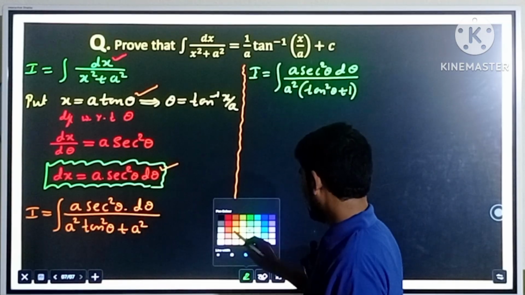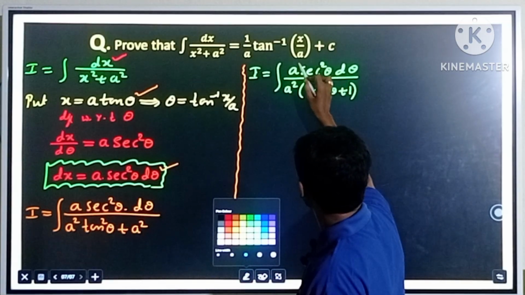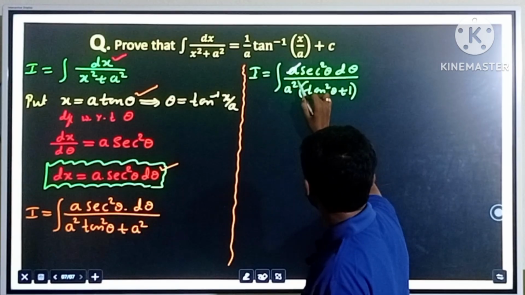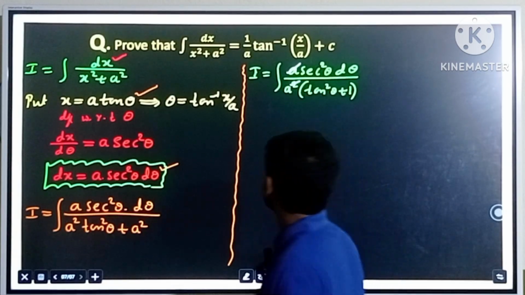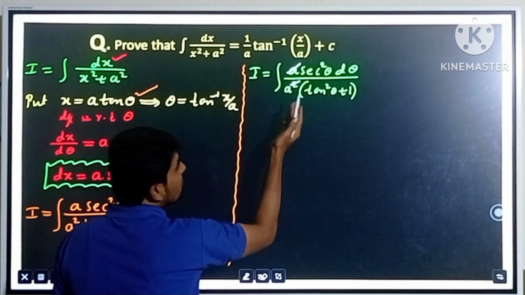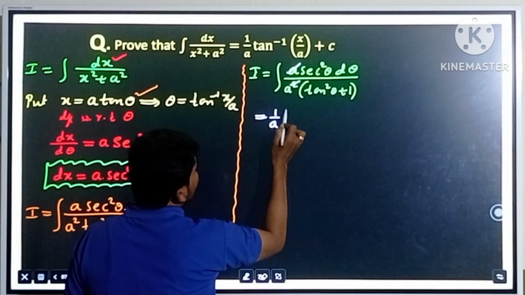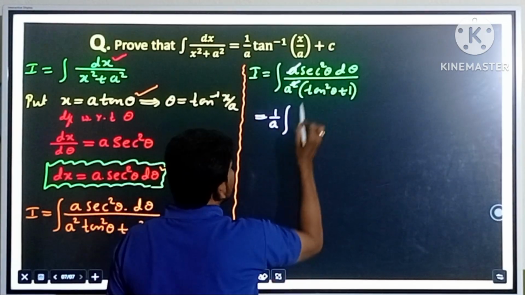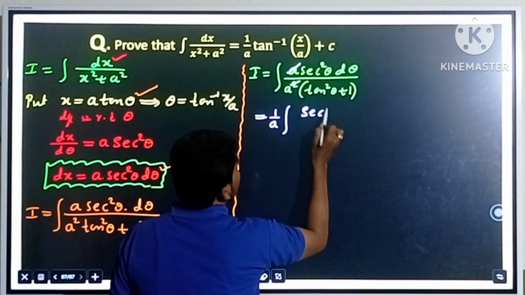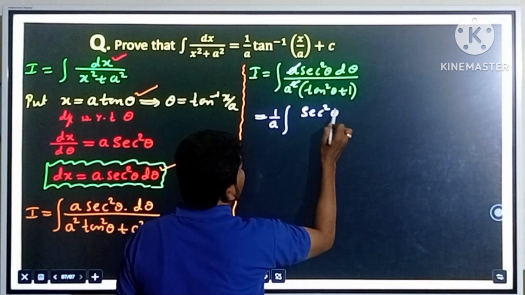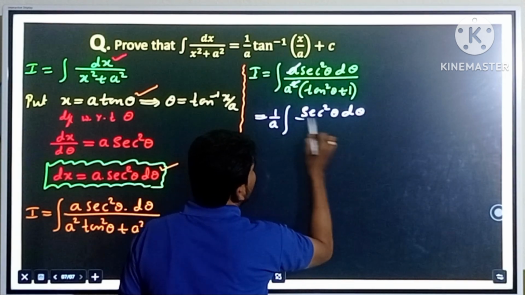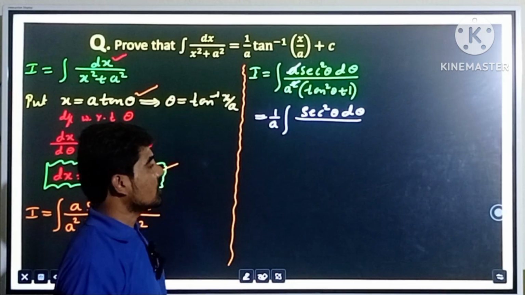So now here I can cancel one a from the numerator and denominator. So what remains? 1 by a. So 1 by a is a constant, taken outside the integral. 1 by a into the integration of, what is the remaining thing? Secant square theta d theta divided by tan square theta plus 1.